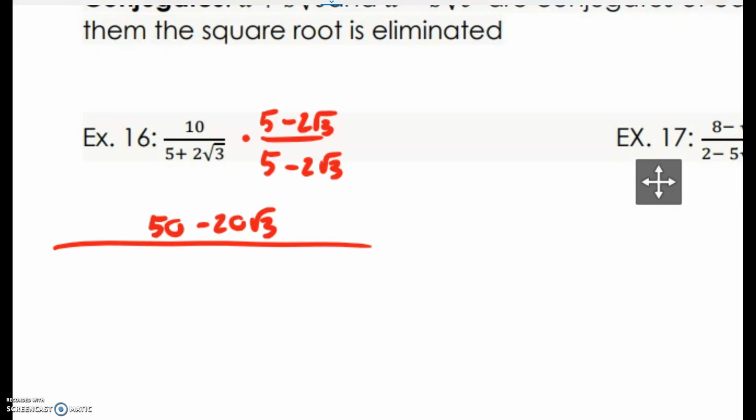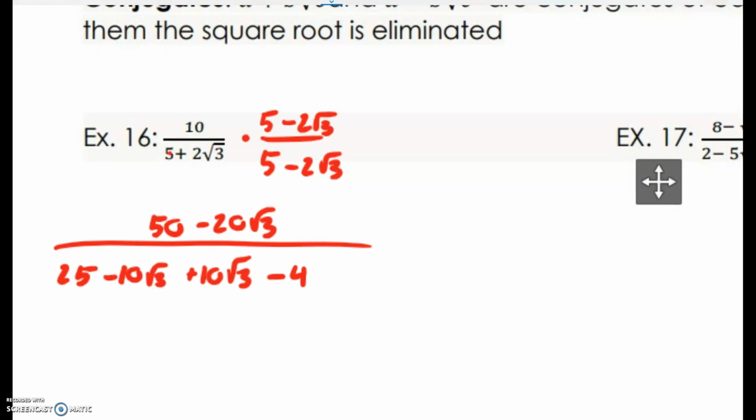first time. But then I want you to catch on and realize what happens, and it should save you some time in the next one. So 5 times 5 is 25. 5 times negative 2 radical 3 is negative 10 radical 3. And then 2 radical 3 times 5 is 10 radical 3. And then 2 radical 3 times negative 2 radical 3 is negative 4.